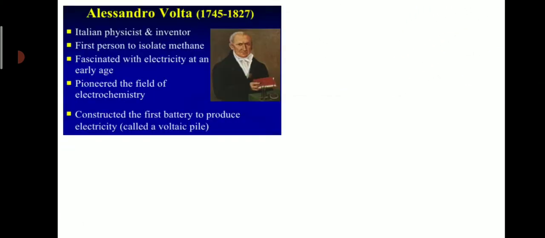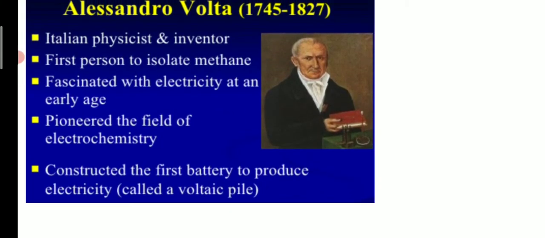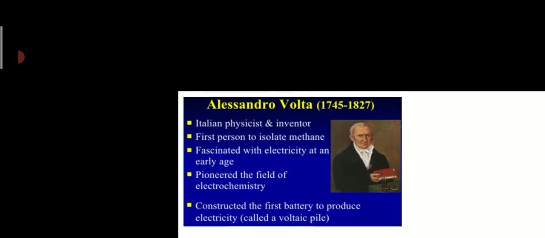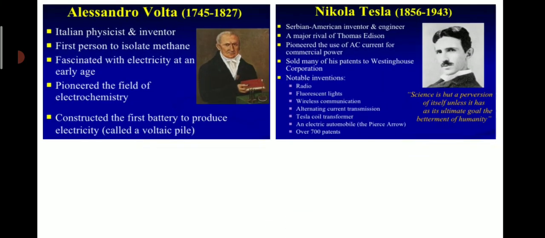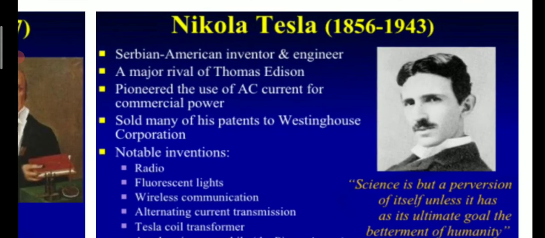So, these are some of the scientists who played an important role in electrical engineering. For your knowledge purpose, I am presenting them. First is Volta, Italian physicist and inventor, first person to isolate methane, fascinated with electricity at an early age, pioneered the field of electrochemistry and created the first battery to produce electricity, the Voltaic pile.